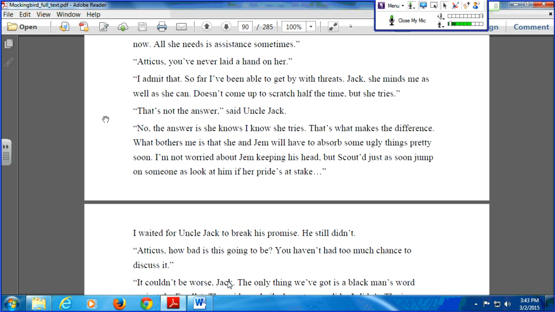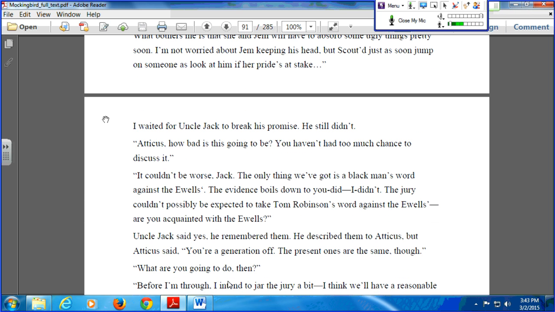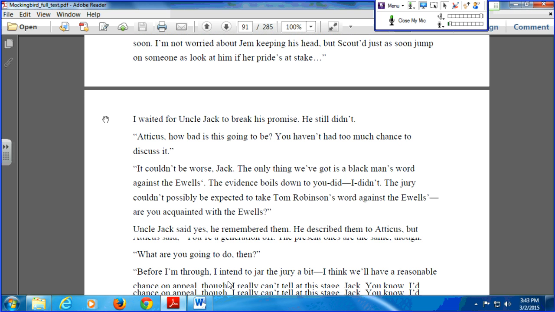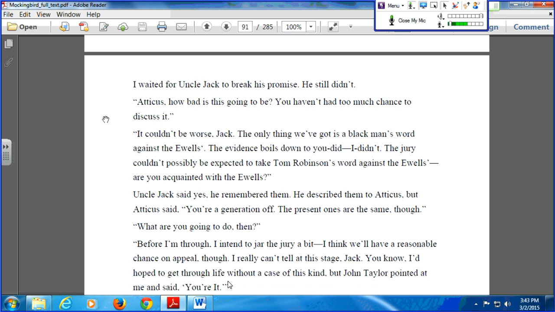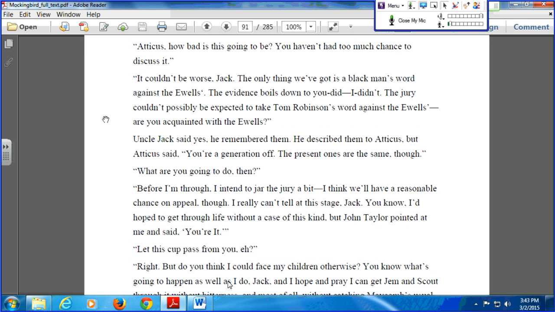"What bothers me is that she and Jem will have to absorb some ugly things pretty soon. I'm not worried about Jem keeping his head, but Scout may soon jump on someone with no prize at stake." I waited for Uncle Jack to break his promise. He still didn't. "Atticus, how bad's it going to be? You haven't told me. You haven't had too much chance to discuss it."